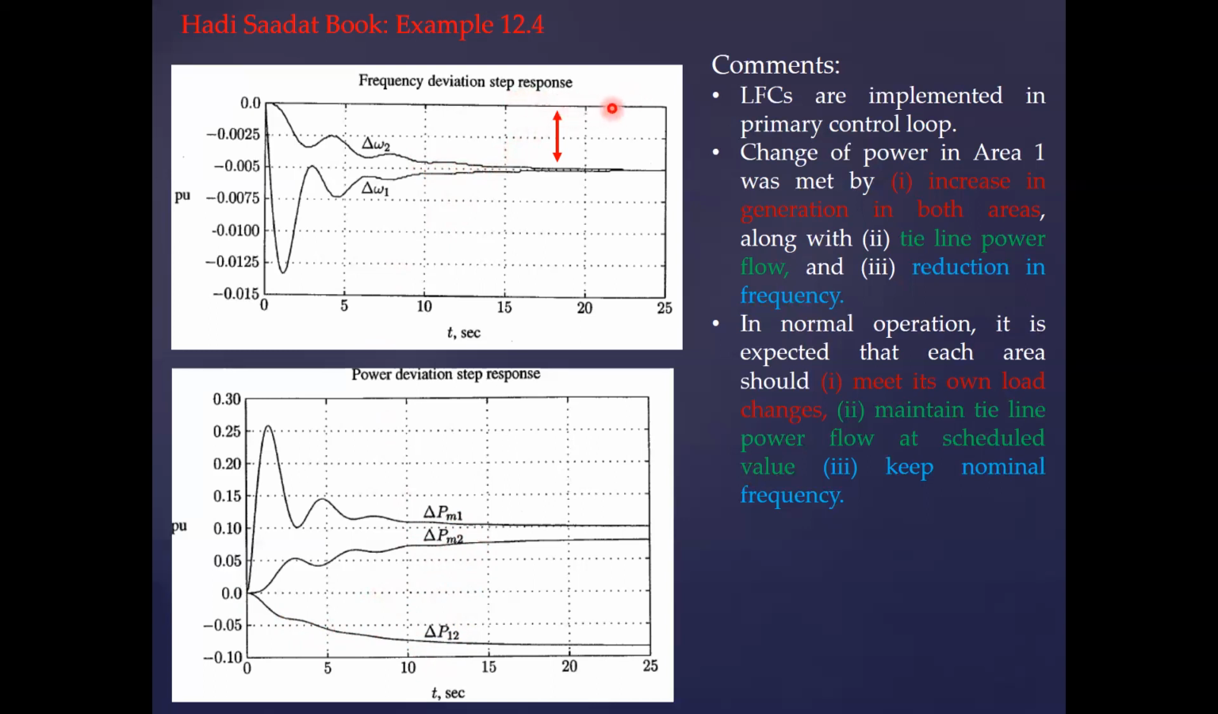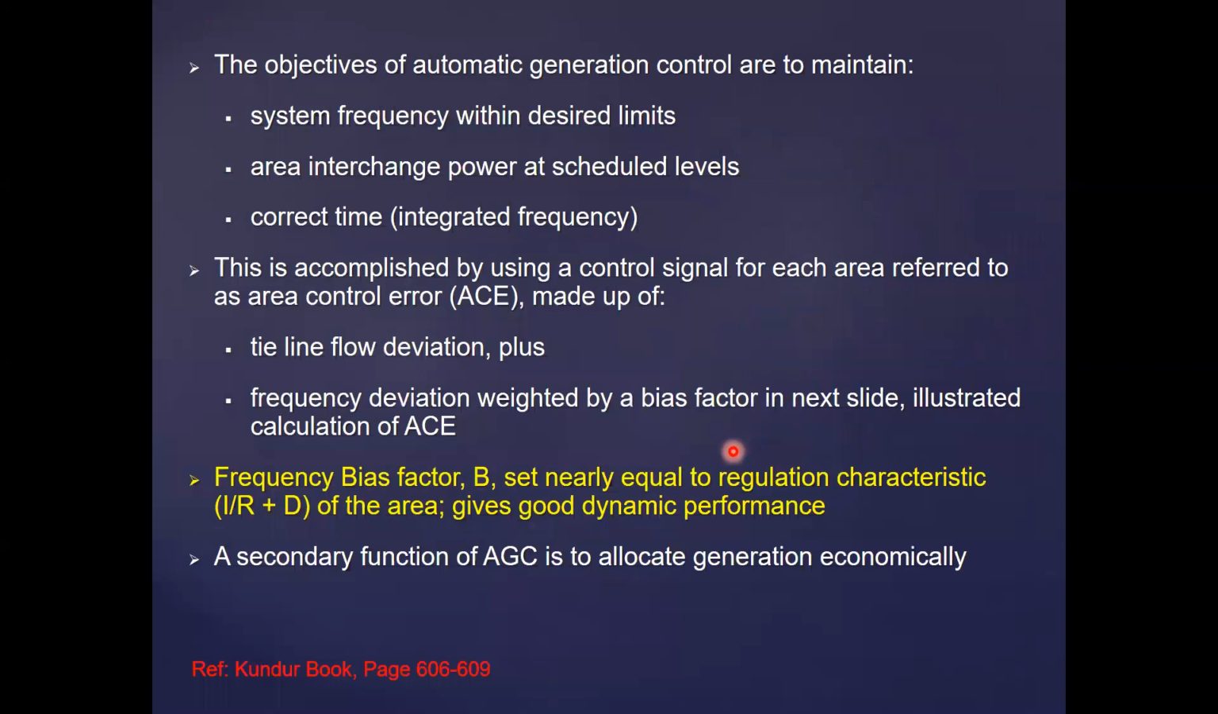We should get the frequency to the nominal value, which we want here. So with these desirable characteristics in the system response, there would be some modification here. So we have some objectives towards the generation control.